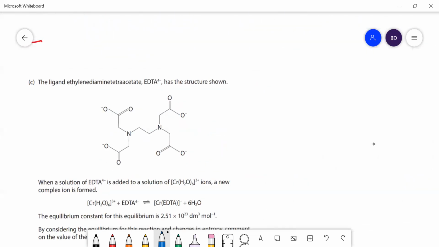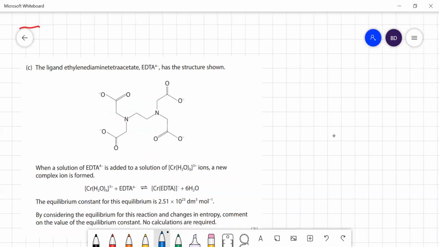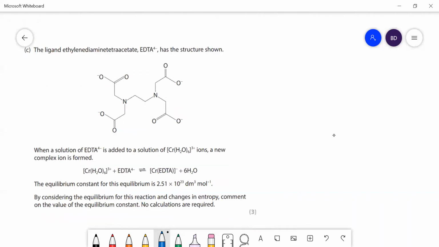Now this is about EDTA, which is a hexadentate ligand, a multidentate ligand. Now, it says the equilibrium constant for this reaction is this. And that means that reaction is extremely far over to the right. The position of equilibrium is very much that way. There's hardly any of the reactant on the left-hand side.